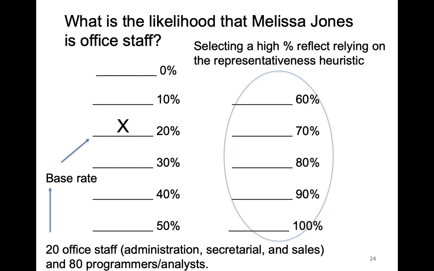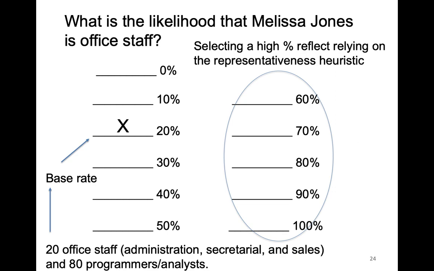So the correct answer is that there's a 20% chance that Melissa Jones is office staff. This is based on the idea that there are 100 employees, 20 of them are office staff, and 80 are programmers or analysts. So 20 out of 100 is 20%. So it's a 20% likelihood that Melissa Jones is office staff.